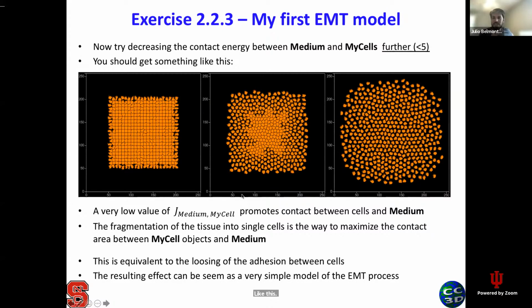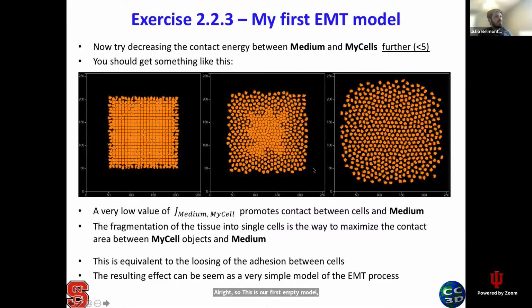Does it make sense? You can read my notes here. A low value of medium-cell energy promotes contact between cells and medium, okay? And that leads the cells to fragment to maximize the contact between the cells and the medium. That is equivalent to a loss of adhesion between cells, okay? And this can be thought of as a very simple simulation of the epithelial to mesenchymal transition, all right? So this is our first EMT model.